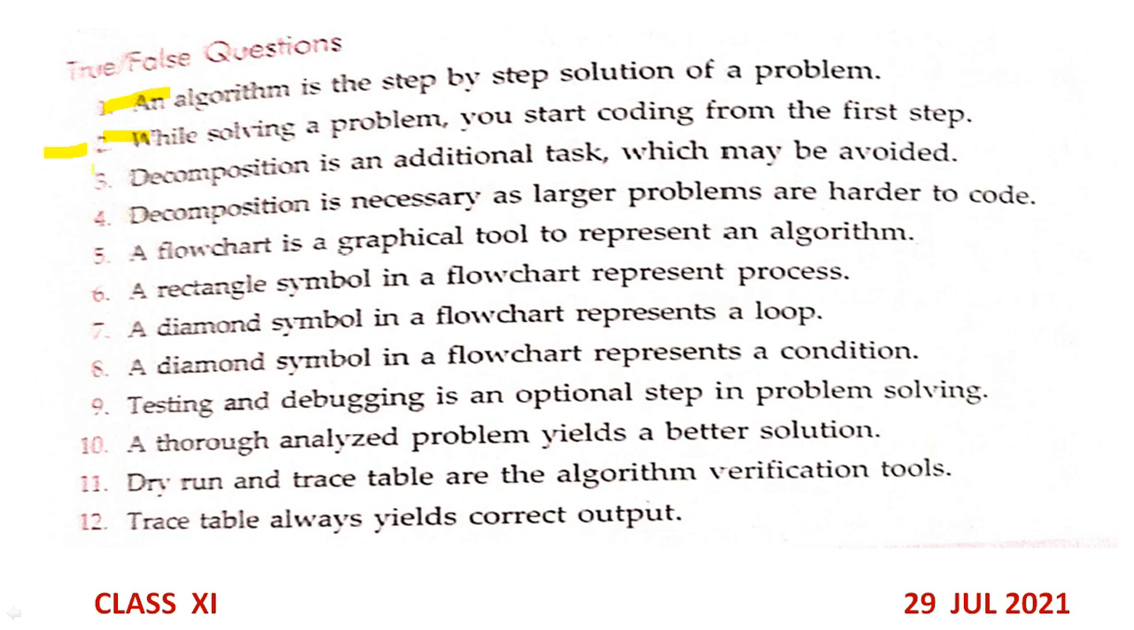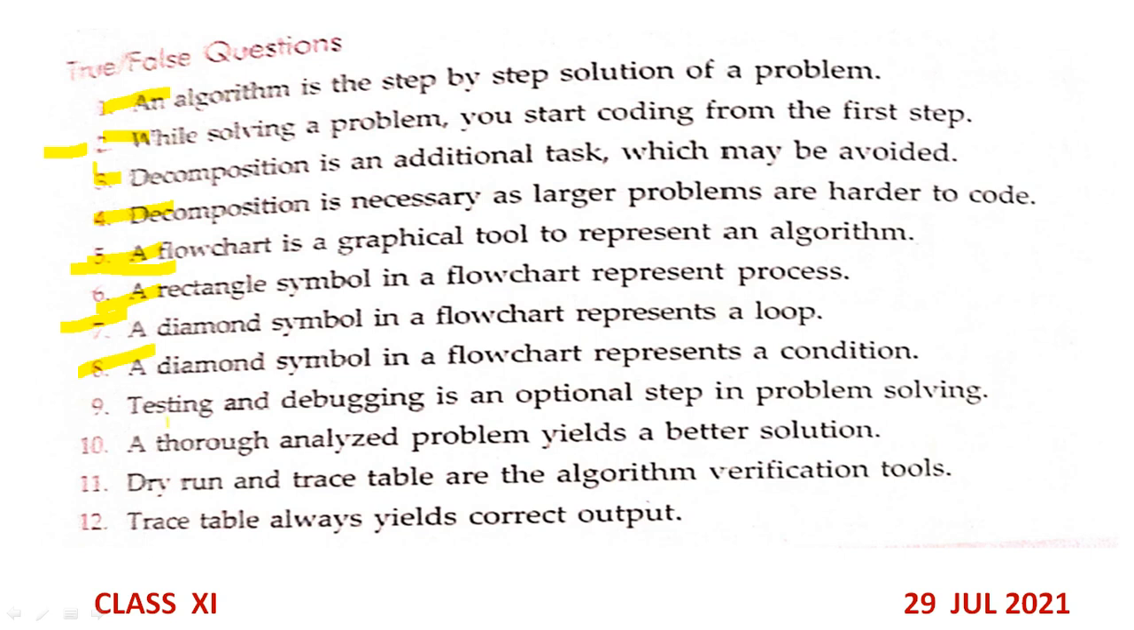The third one, decomposition is an additional task which may be avoided. False, you cannot avoid it. Decomposition is necessary as larger problems are harder to code. It is true. Now, a flowchart is a graphical tool to represent an algorithm, 100% true. Then, a rectangle symbol in a flowchart represents process, correct. That is true. Sixth one. A diamond symbol in a flowchart represents a loop, it is wrong. It is basically used for decision. A diamond symbol in a flowchart represents a condition, that is correct.